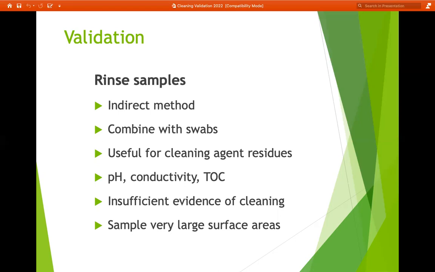Testing of the same can be done through pH, conductivity, and TOC, because in the rinse sample we only have to check that cleaning agent residues are studied. And if you are using some detergent or some TEPOL-like solutions, then these cleaning agents may show some pH, conductivity, or TOC reading changes in the sample.